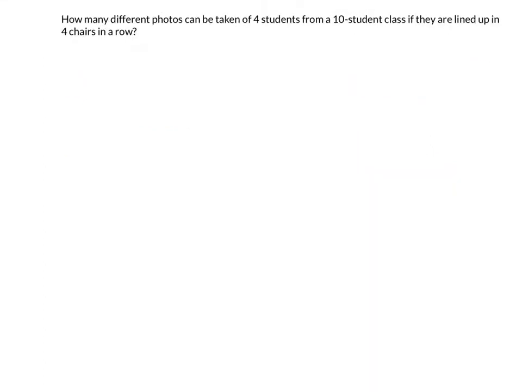So here's a question. How many different photos can be taken of 4 students from a 10-student class if they are lined up in 4 chairs in a row? So what we're saying is there are 4 chairs, so we'll call it the leftmost chair or the number 1 chair, the number 2 chair, the number 3 chair, and the number 4 chair.